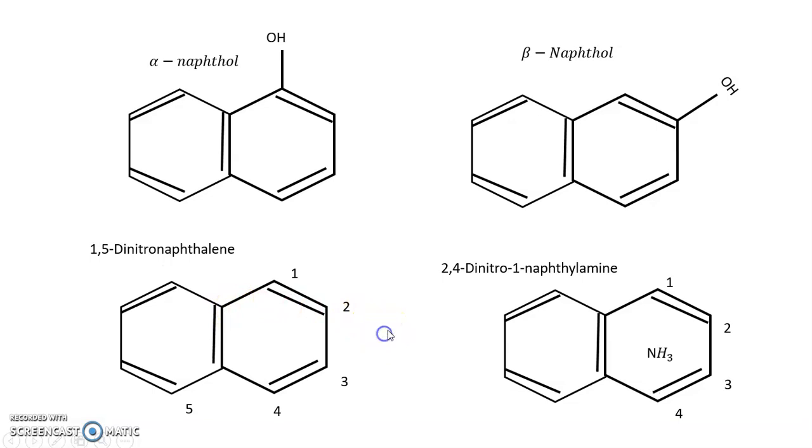Like this, here you can see 1,5-dinitronaphthalene, because here 1, 2, 3, 4, 5, so 1,5-dinitronaphthalene, and 2,4-dinitro-1-naphthylamine.